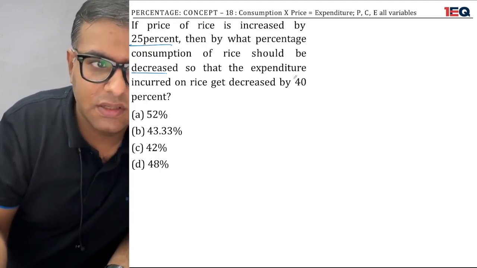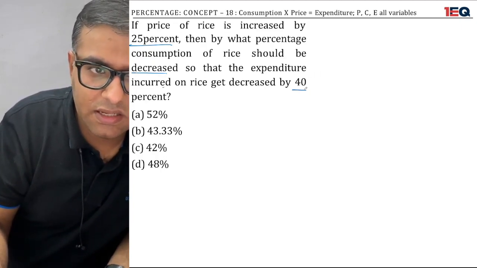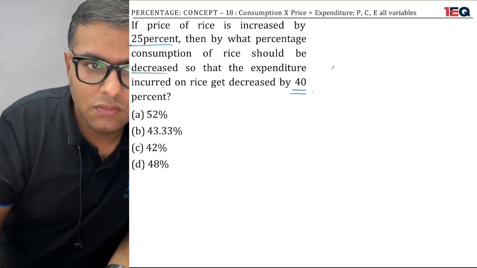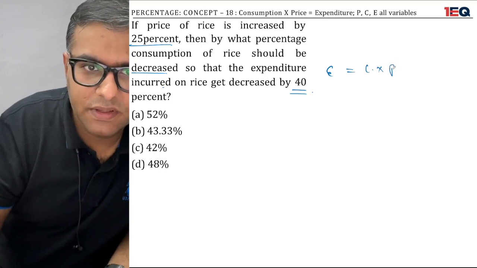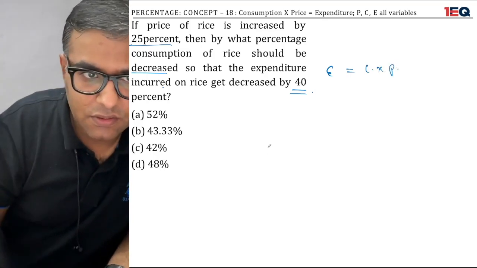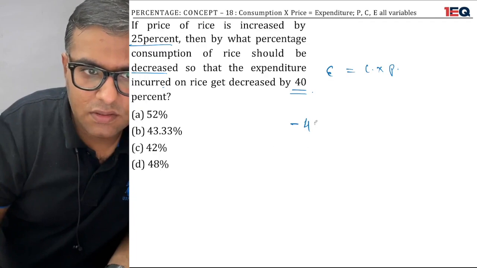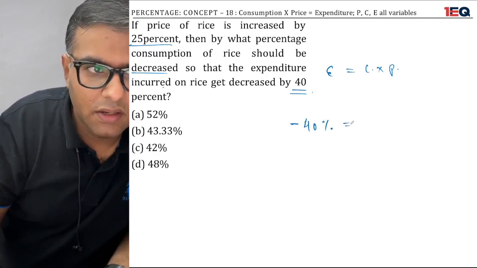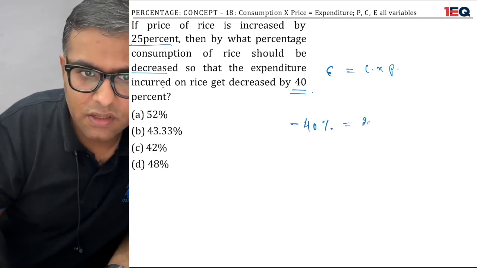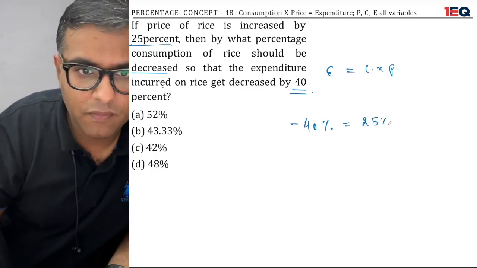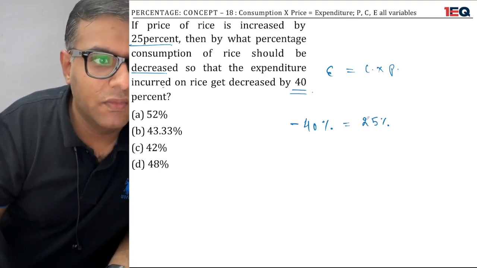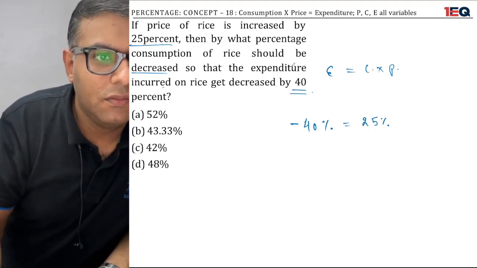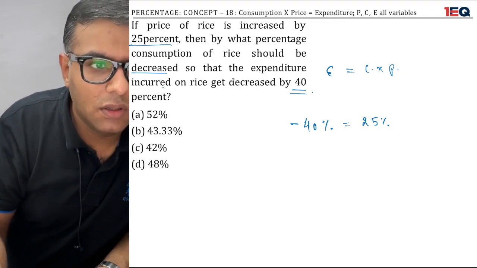So as the expenditure incurred on rice gets decreased by 40%. Expenditure is equal to consumption multiplied by price. The expenditure needs to decrease by minus 40%, and the price of rice has already increased by 25%. So by what percentage should the consumption of rice decrease?